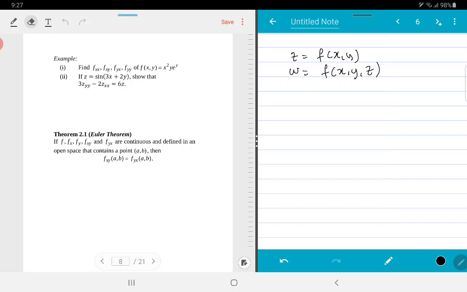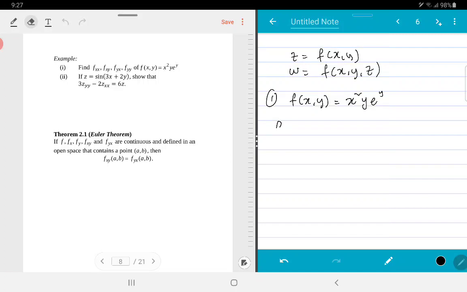Okay, the first one, we have our function f is equal to x squared y e to the y. Okay, and then we want to find fxx, fxy, fyx, and fyy. So those are all second order partial derivative. Okay, before we proceed to finding second order, we need to find first partial derivative first.